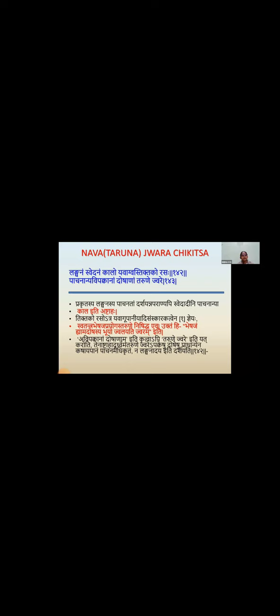Navajwara is Langhana, Svedana, Kala, Yavagu, Stiktako Rasaha, Pachanani Avipakwanam Doshanam Karanajware. That means this is the treatment principle mentioned in case of Navajwara. As I told, Navajwara we consider to be up to 7 or 8 days. Kala iti ashtahaha: according to the context here, Charaka's commentator Chakrapani says Kala should be understood as ashtaha.